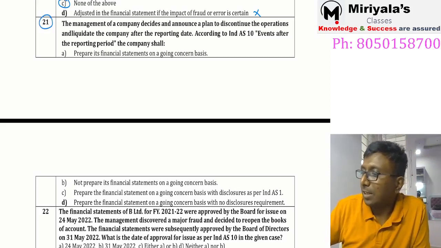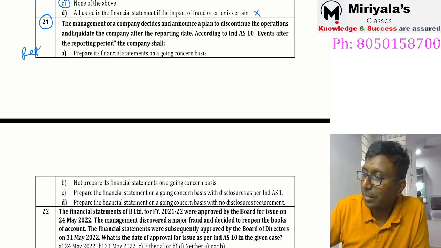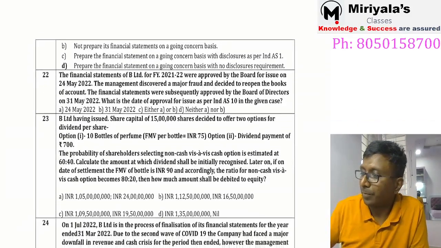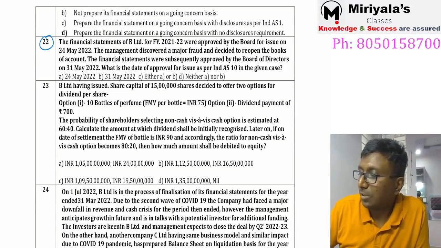The management of the company decides and announces a plan to discontinue the operations or liquidation. This is already covered. This is again a repeated question. Okay, right. We already discussed this. Yeah, there are some issues obviously.